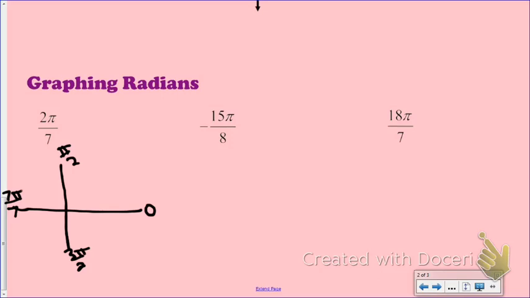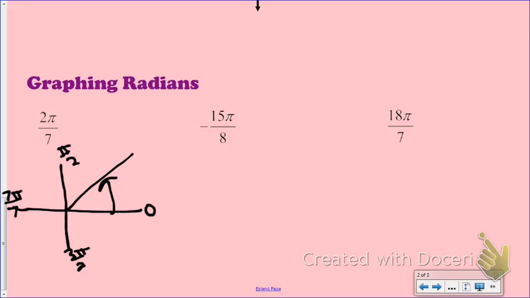Well, 2 is 5 away from 7, it's 2 away from 0. So it's got to fall in this quadrant. Or if I were to look at it as half, I know half would be 3.5 over 7. So it would have to fall in that range. Okay, so it's just using what you know about fractions to help you figure out what quadrant it's going to fall in.